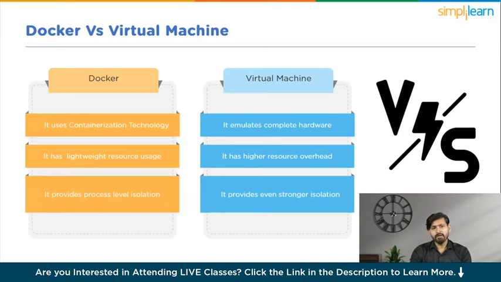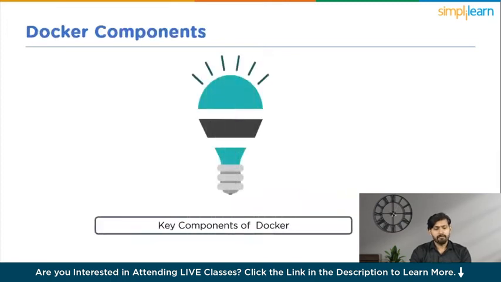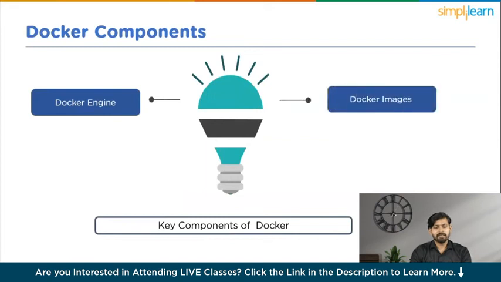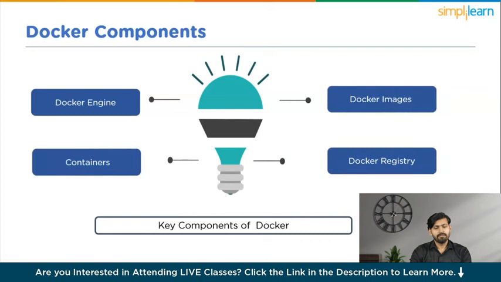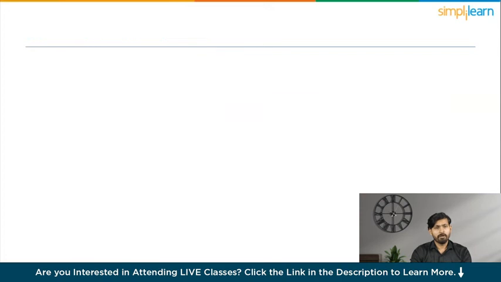Now, we'll move on and understand Docker components, where we will discuss Docker engine, Docker images, containers, and Docker registry. So guys, Docker has 4 important components. The first one is Docker engine, then Docker images, next come containers, and there is Docker registry. Now let us discuss each one of them one by one. If I talk about Docker engine.